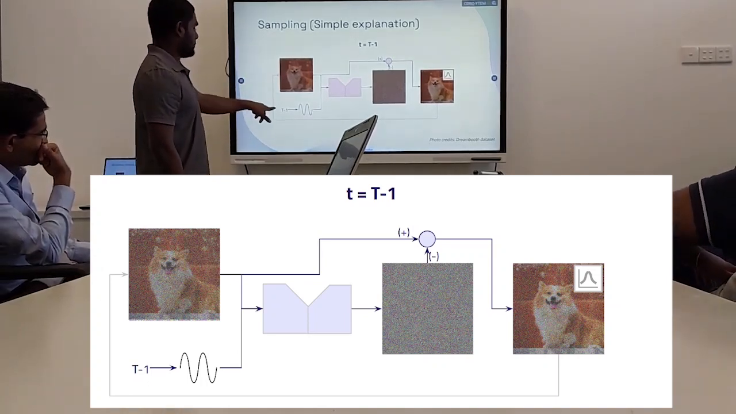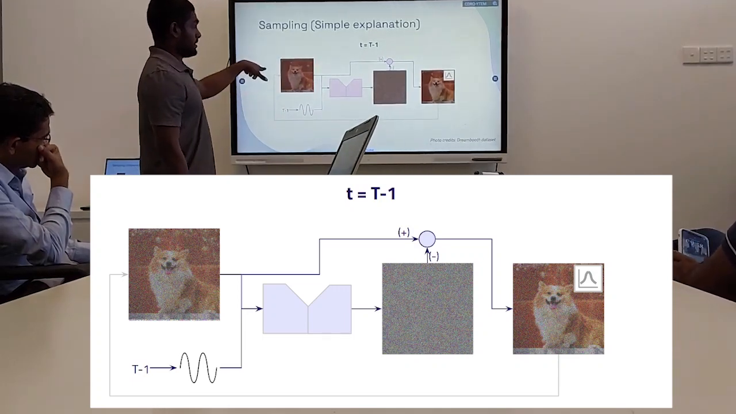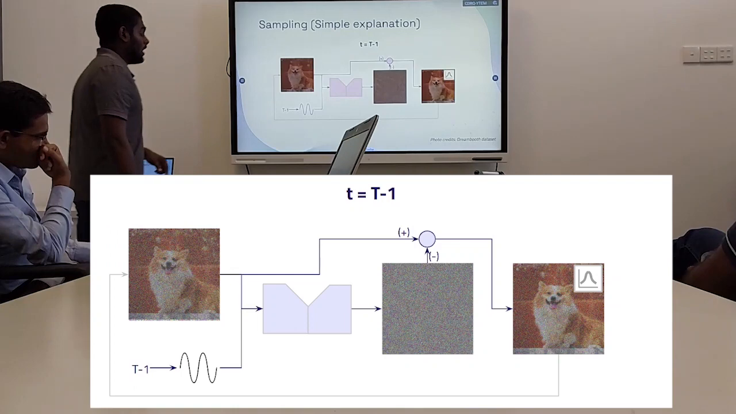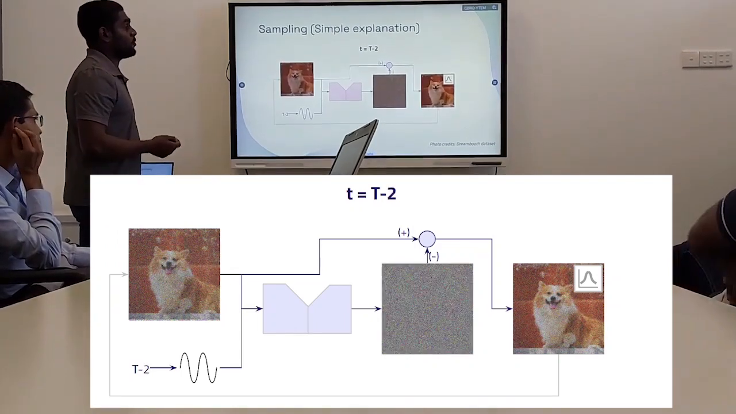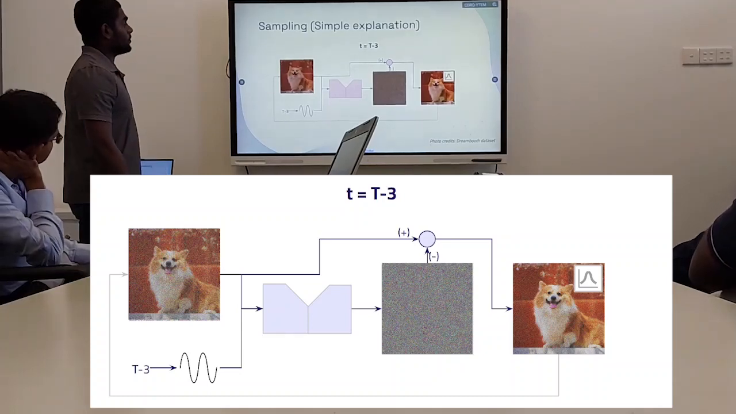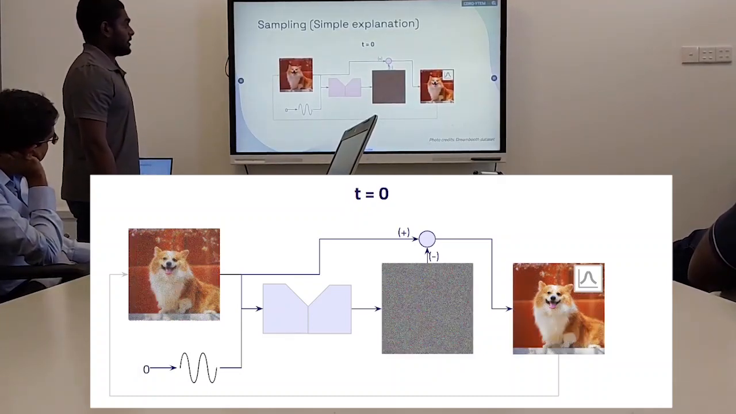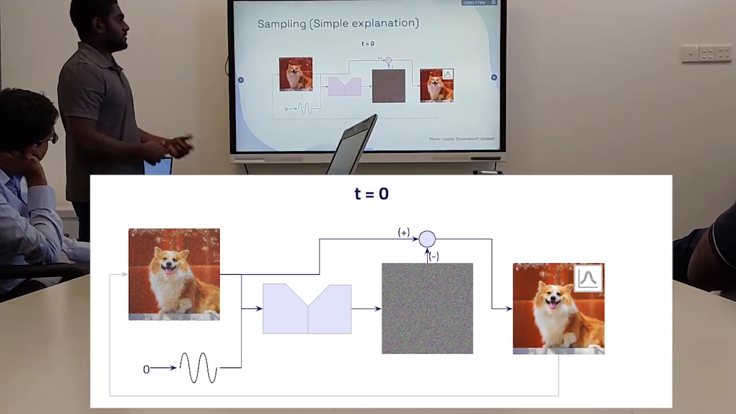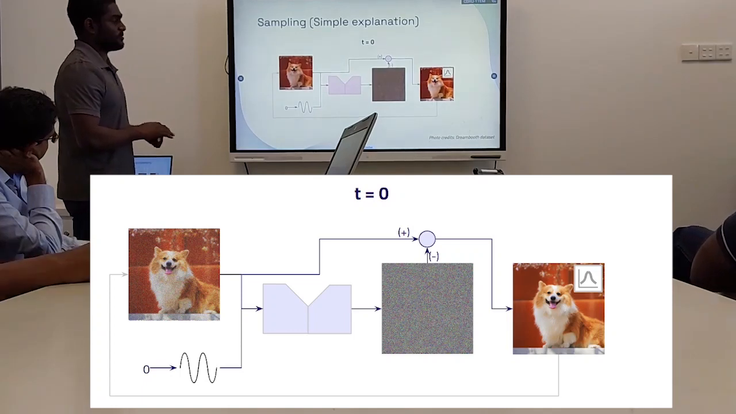You can see here when t equals t minus 1, we give the output, and then we proceed the loop until we iteratively get a more denoised image. For this example, I have chosen T as 5, but in real scenarios, it will be very large values, maybe 250, maybe 1000.